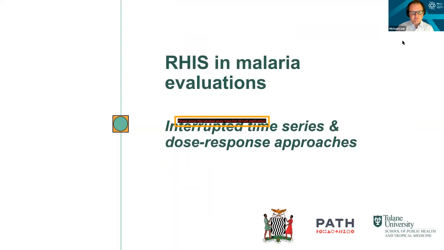Thanks. Before I get stuck into the presentation, just to say, these results are based on work that I and others have been doing in Zambia. We've been working very closely with the National Malaria Elimination Committee, and PATH MACEPA is one of our key collaborators in Zambia. Next slide.